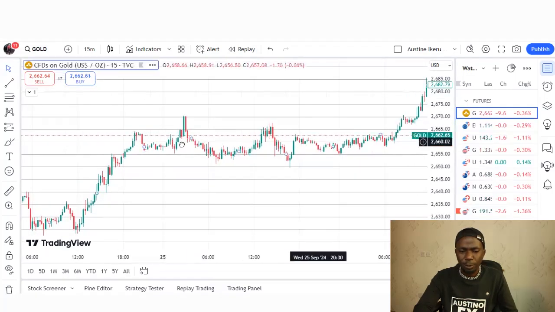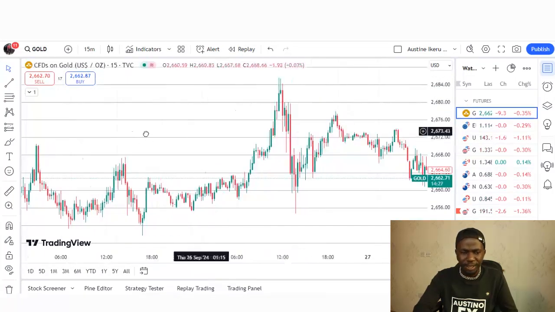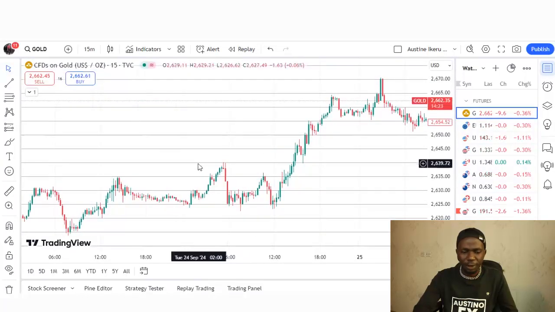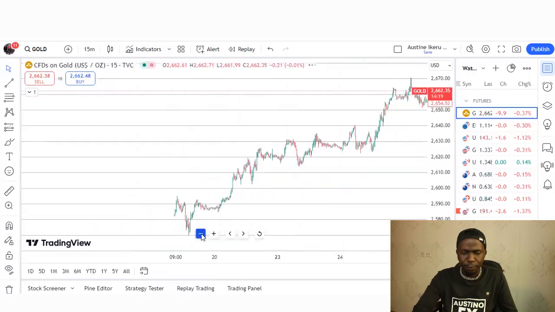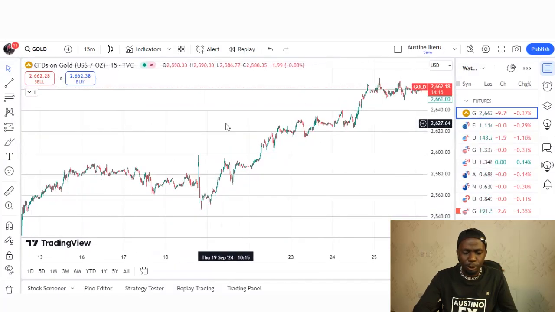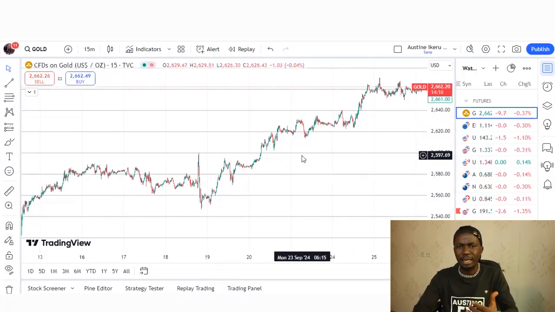So the first thing you have to do is to identify a trend, to know the direction that the market is going. So first you zoom out the chart for you to be able to get a clue of where the market is going. Now by zooming out the chart, what is it telling you? The market is clearly in an uptrend because the price is making a series of higher highs and higher lows, breaking previous highs. That means the market is in an uptrend.